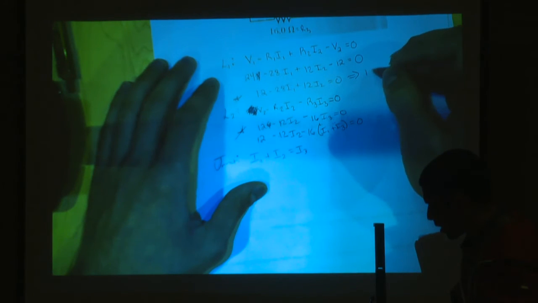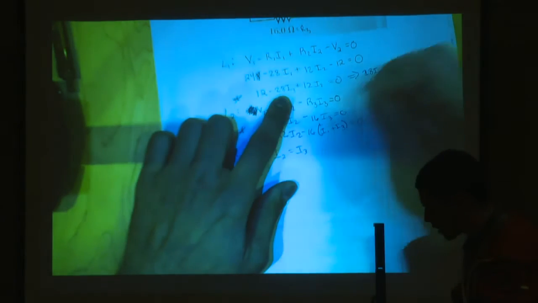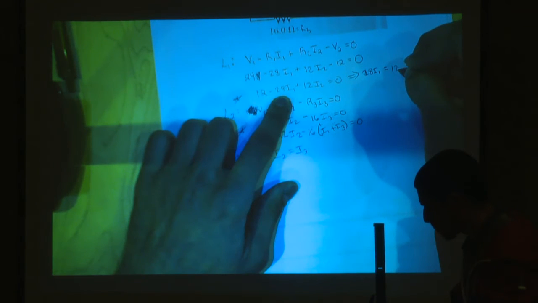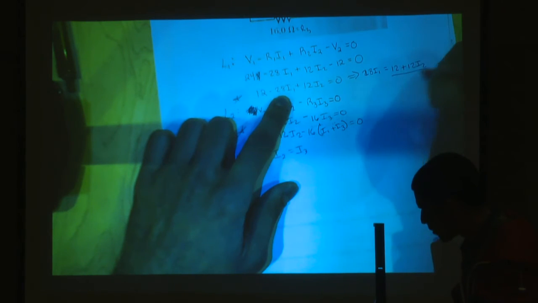But I'm going to solve for I1 in each of these. So this one, solving for I1, will essentially be, we have 28 I1, so adding it over will equal 12 plus 12 I2, and then you divide out the 28. So we have this in terms of I1. To get this in terms of I1, we'll add that over. So we'll have 12 minus 12 I2 equals 16 I1 plus I3.